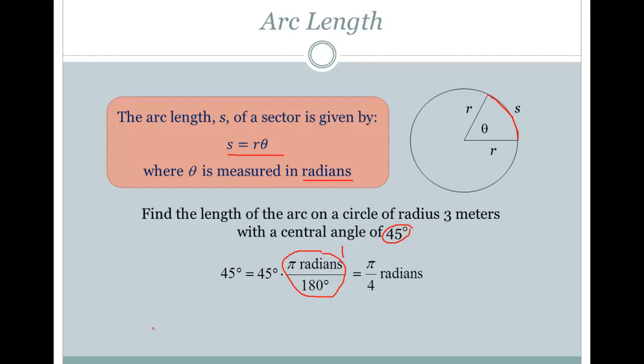Now I can simply plug into my equation for arc length: S is equal to r times theta, which is 3 meters times pi over 4, which is equal to 3 pi over 4 meters.